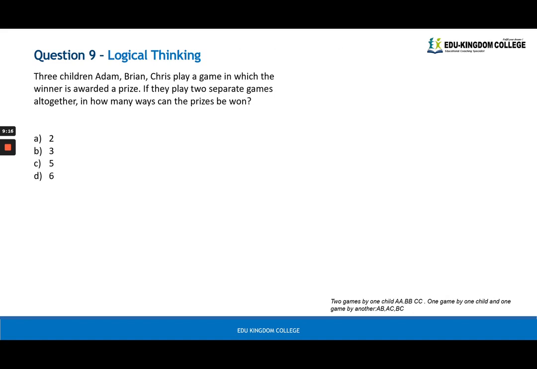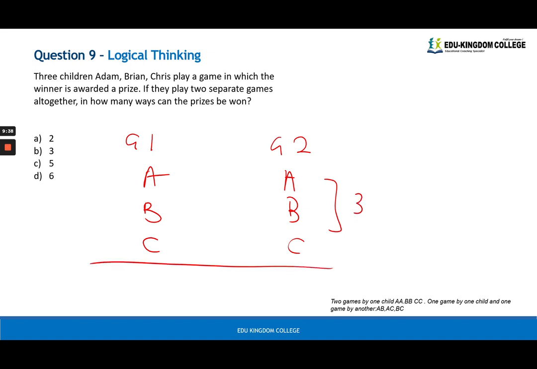Question 9. 3 children play 2 separate games altogether. In how many ways can the prize be won? So we can have game 1 and game 2. So remember, we can have the combinations if both of them are won by the same person. That's 3. Okay, but we can also have the combination where game 1 is won by one person and game 2 is won by another. So AB, AC, and BC.